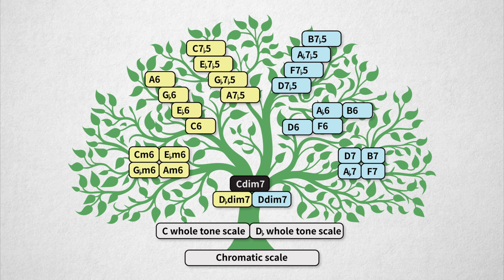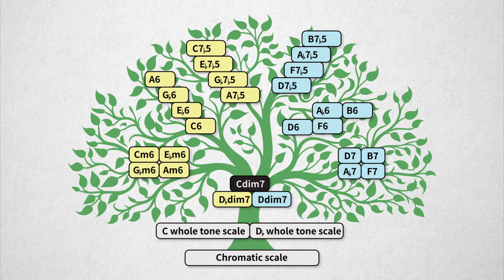Now on the left side we see descendants from the C diminished 7 and D flat diminished 7 chord. And on the right side we see descendants from the C diminished 7 and D diminished 7 chord. The offspring of those diminished chords we see in the branches of the tree. Now one branch has minor 6 chords, 4 of them.